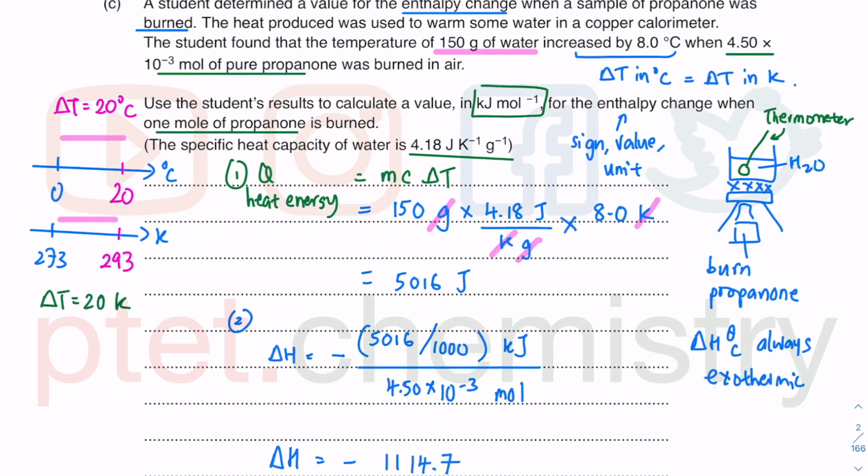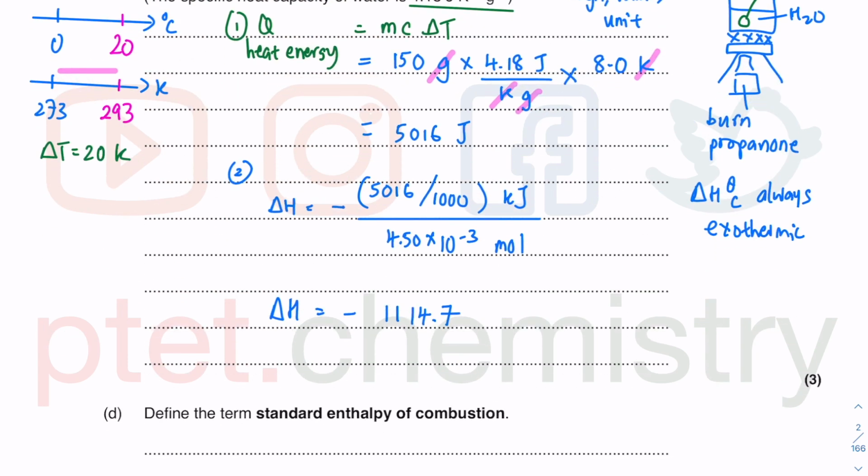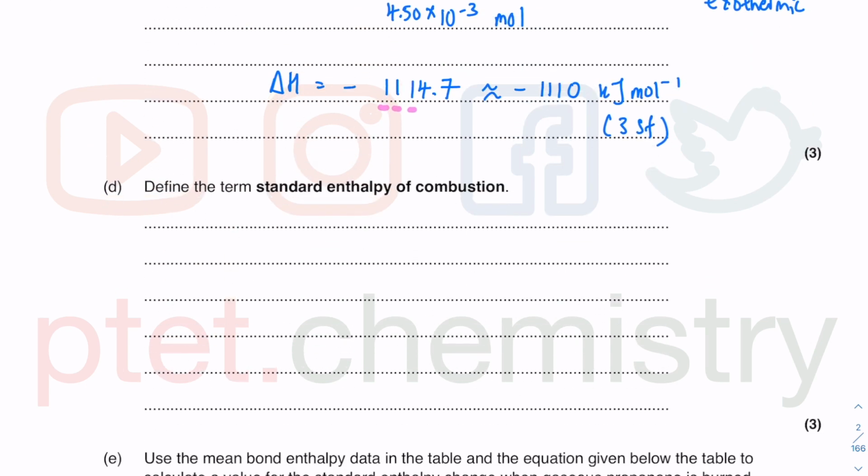4.7. But then looking at the data in the question, it was 3 significant figures. It was 3 significant figures for the 4.18. The majority of the data is in 3 significant figures. I will give my final answer to 3 significant figures. So minus 1110 kilojoule per mole. But before I round my answer, I always try to show whatever I try to estimate before I round it up, essentially like the previous step.